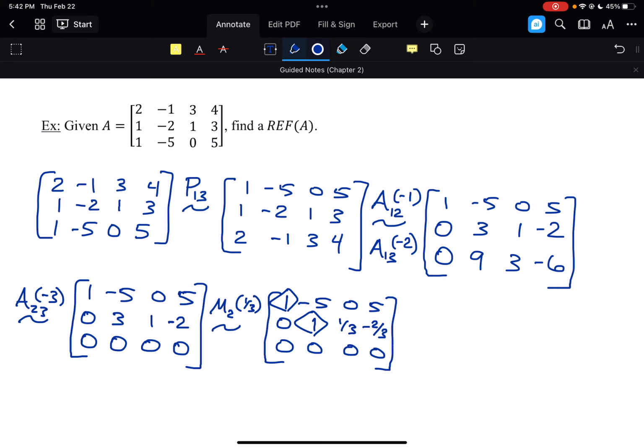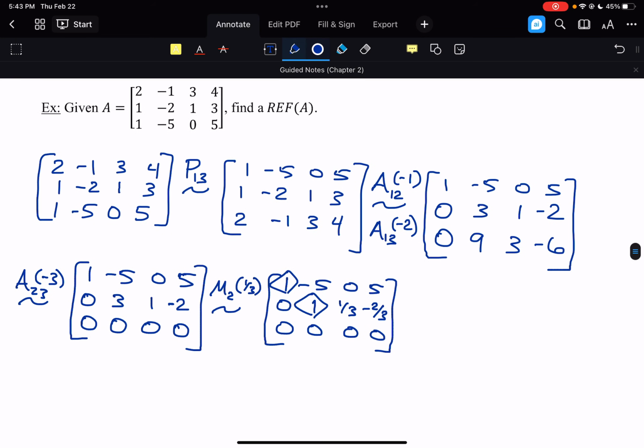So the first natural question that comes up is what if I had used other EROs? What if we had used different operations or used the same ones in a different order? Would we still get exactly the same thing? Well, you wouldn't necessarily get exactly the same thing, and that's okay. So this answer is not unique. In other words, this is not the only row echelon form that we could get for this matrix.